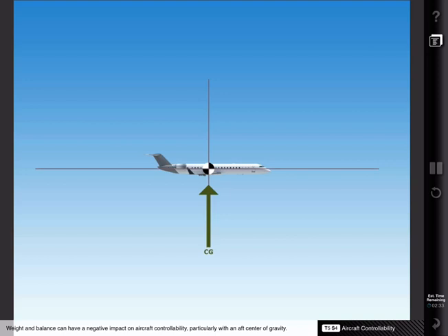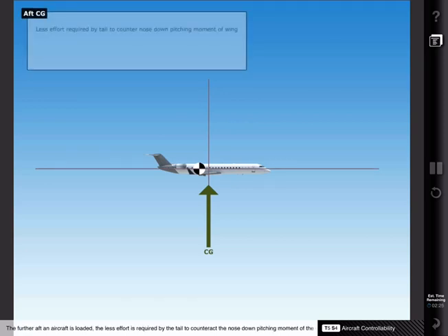Weight and balance can have a negative impact on aircraft controllability, particularly with an aft center of gravity. The further aft an aircraft is loaded, the less effort is required by the tail to counteract the nose-down pitching movement of the wing. The less effort required by the tail results in less induced drag on the entire aircraft, resulting in the most efficient flight. For efficiency purposes, aft loading is relatively common.